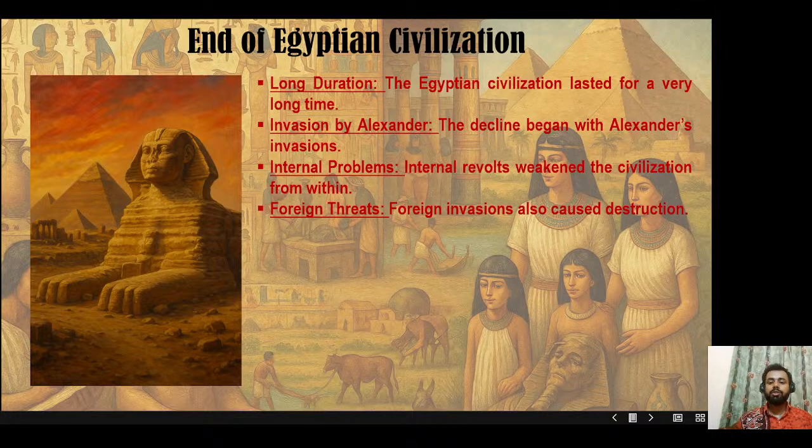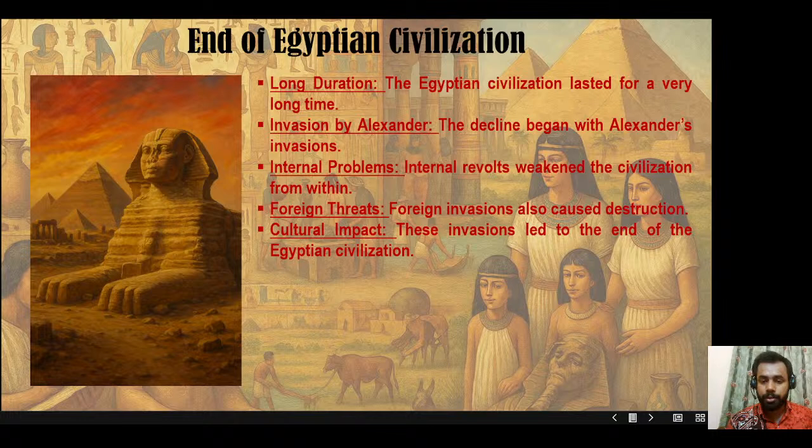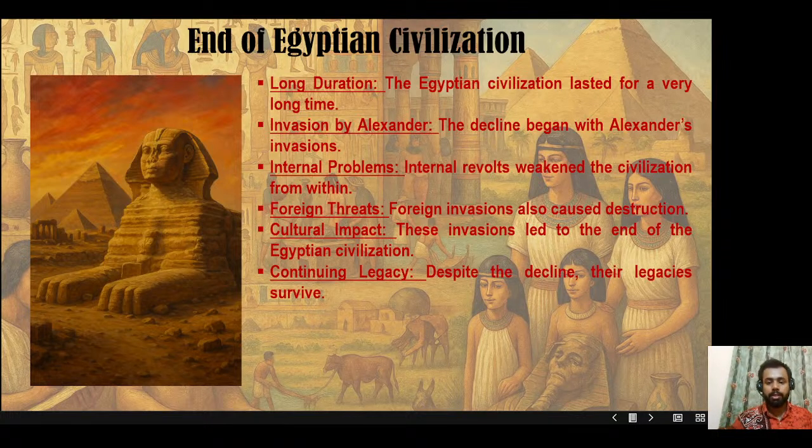Foreign invasions also caused destruction. So Egyptians were very frequently attacked by other civilizations like the Greeks and the Mesopotamians. Before that, the Babylonians also attacked Egyptians in many cases. So foreign threats were also there for the Egyptians. These invasions led to the end of Egyptian civilization.